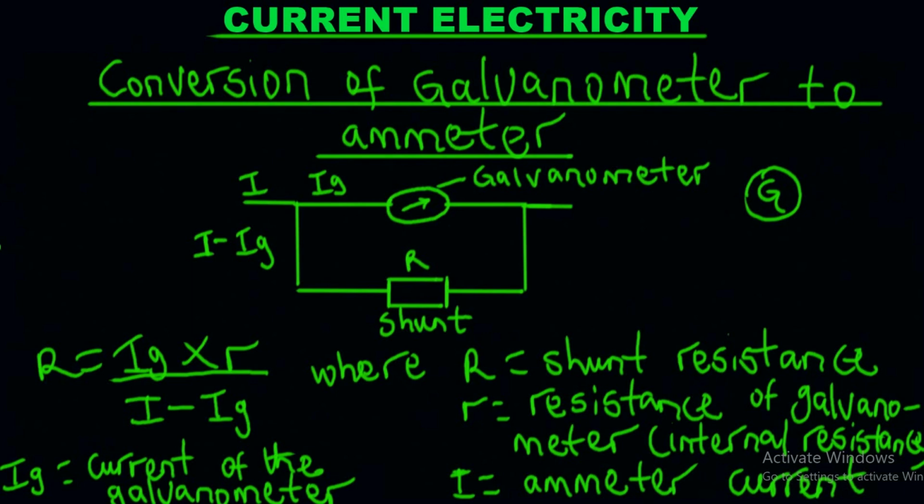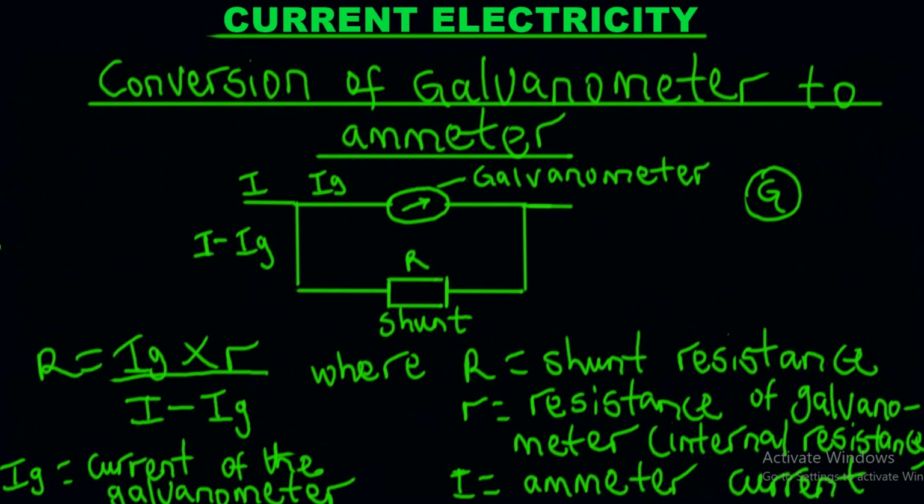And then this is the formula you use, because most times you may be asked to find the shunt resistance, which is this R. So to find the shunt resistance, we have R equals Ig times R_g over I minus Ig. R is your what? Shunt resistance. R_g is your what? Resistance of your galvanometer, most likely the internal resistance of it. And then I is what? Your ammeter current. Good. Ig still remains the same. So with this, you should be able to solve any question that involves conversion of a galvanometer to an ammeter. We're going to be taking more questions shortly.